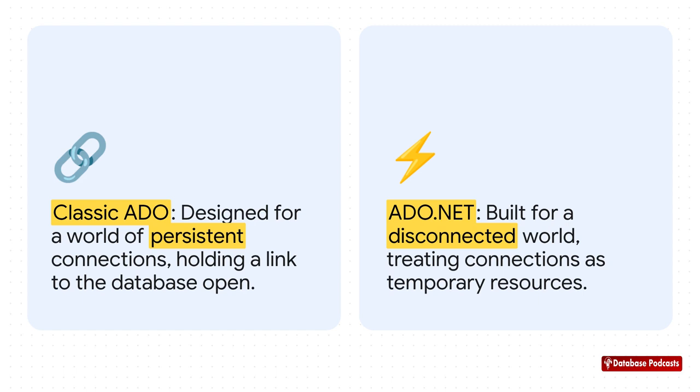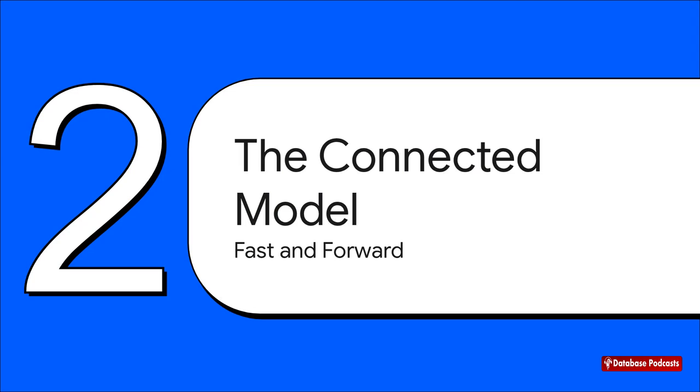ADO.NET completely flipped that idea on its head. It was designed from the ground up for a disconnected world, where database connections are treated like a precious and very temporary resource. Now, that being said, ADO.NET still gives you a way to get data really, really fast when all you need is a simple, direct read. This is what we call the connected model, and it is built for one thing and one thing only: speed.